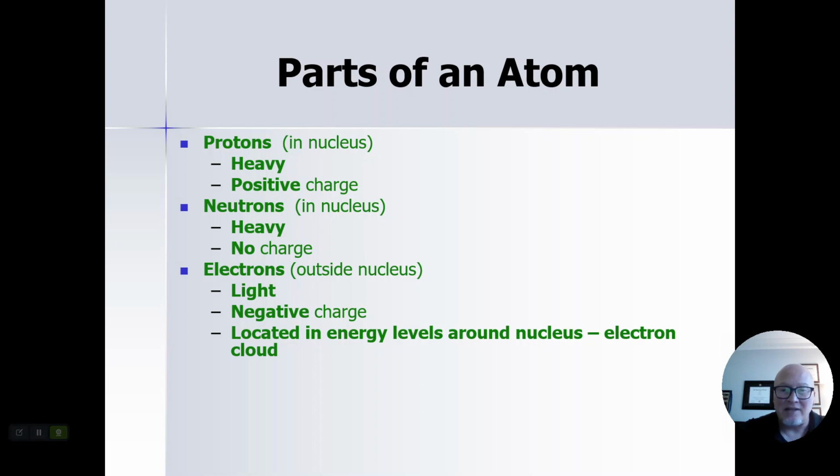They are located outside the nucleus. They have a charge that is equal to but opposite of that of a proton. So it has a -1 charge. Every electron has a -1 charge. And these things are located outside the nucleus in energy levels that, when you put them together, create what is called the electron cloud around the nucleus. So we have protons, neutrons, and electrons. Now there are subatomic particles that are smaller than these, but these are the major subatomic particles and the only ones that we're going to discuss in this course.